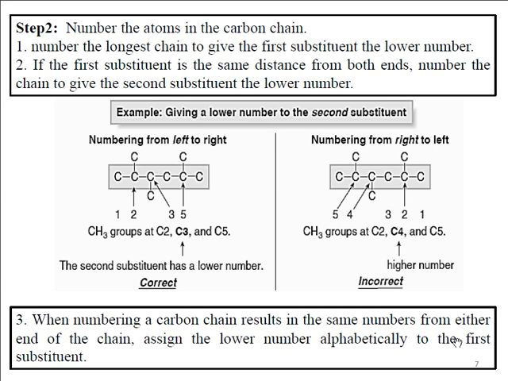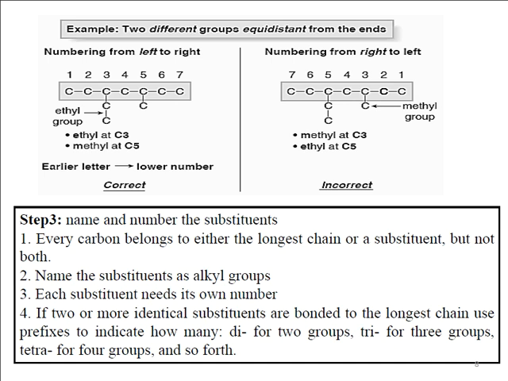And when numbering the carbon chain results in the same numbers from either end of the chain, assign the lower number alphabetically to the first substituent. What does that mean? I will give you an example. Look, you have this example, 1, 2, 3, 4, 5, 6, 7. On carbon number 3 from here we have methyl. Also, if you start from here we have ethyl on carbon number 3. Which one is right? You have to go alphabetically. Ethyl starts with E, and methyl starts with M. That means ethyl takes the lower number alphabetically. So this one is correct, and this 1, 2, 3, 4 is not correct.